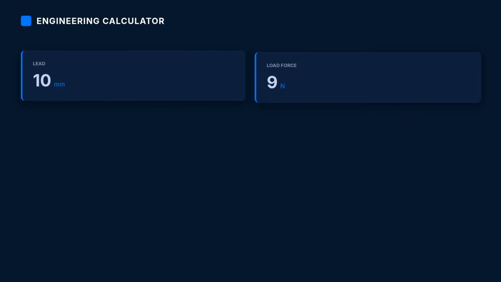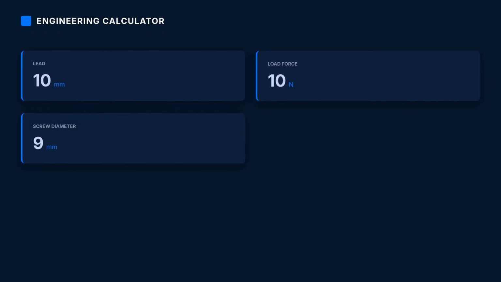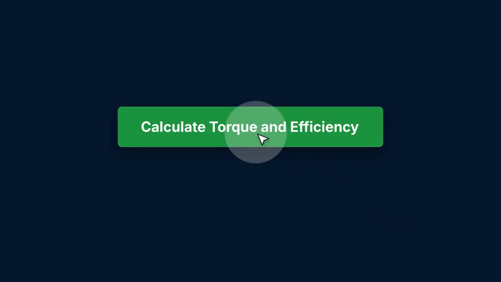Now for our worked example, I'm entering a lead of 10 millimeters, a load force of 10 newtons, a screw diameter of 10 millimeters, and keeping the friction coefficient at 0.15. After clicking Calculate Torque and Efficiency, we get our results.